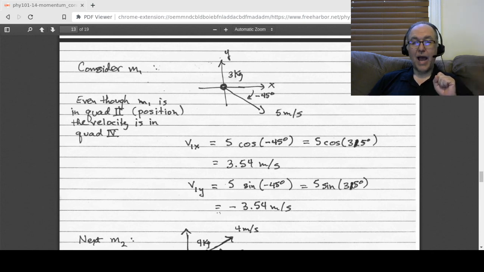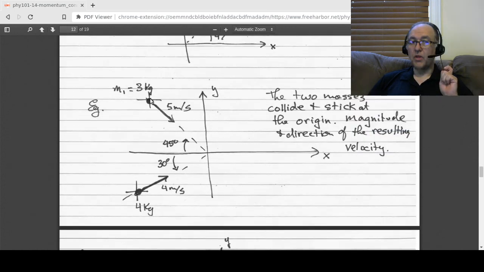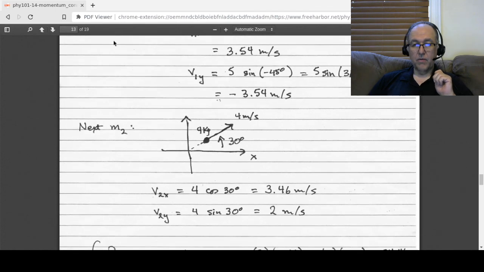Now what? Well, I went through a lot of detail for that 3 kilogram mass. Same thing for the 4 kilogram. For the 4 kilogram, I know it's in quadrant 3, but just take a look at the velocity vector. The velocity vector is heading into quadrant 1. Again, you can put a little temporary xy axis right on that 4 kilogram mass like that. Let's blow that up over here.